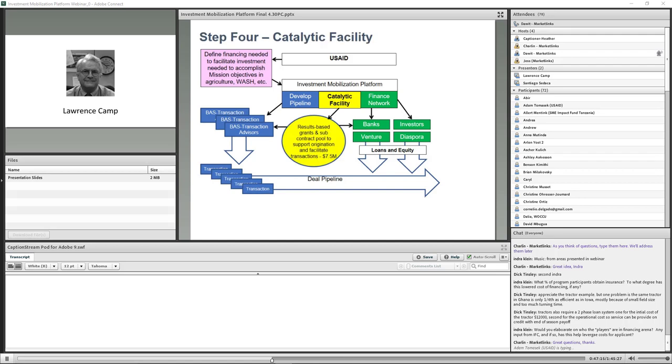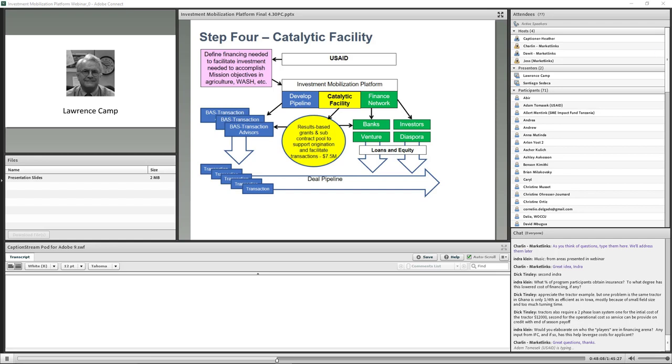The next step, step four, is the secret sauce, the catalytic facility. Now the catalytic facility is used to pay success fees to BAS providers, business advisor providers, on completed transactions, as well as to provide incentive payments or blended capital, if you will, to finance providers if and as needed to mitigate the higher risk premium which prevails in transactions. So again, this is intended for transactions that are really important to the mission for development purposes, have very strong economic returns, but because of the higher cost of capital requirements in Prosperia may not get the financing without a little bit of a nudge in terms of the yield or the rate that they are offering to the finance providers.